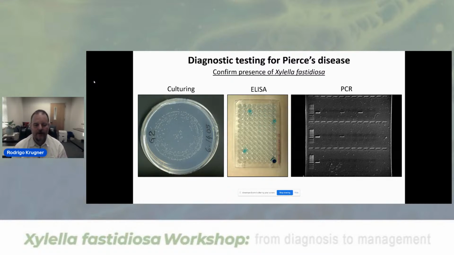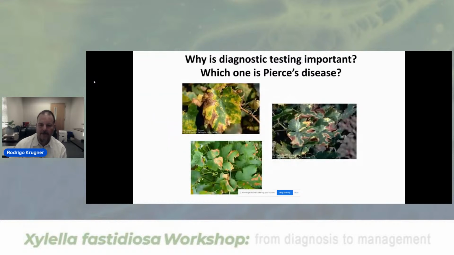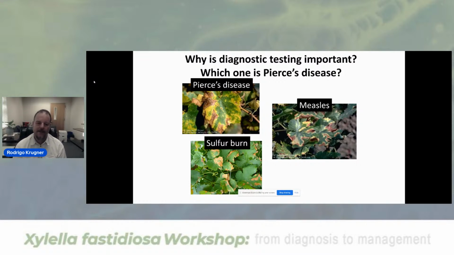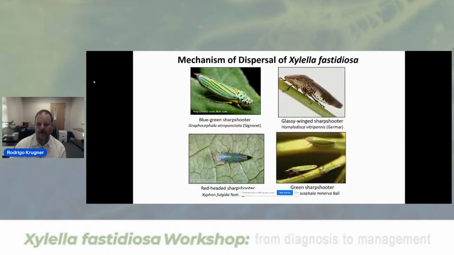So culturing is usually done only when we're doing research. There are some private labs that can do ELISA tests and also PCR tests. So it's very important to confirm the presence of Xylella fastidiosa based on those. Again, the reason is there are a number of things out there that can cause disease. So on this picture here, there are 3 different types of symptoms. One is Pierce disease, the other one is mealybug, and the other one is a sulfur burn. So it can be very confusing. So it's very important to diagnose the symptoms before implementing any treatment or control measure.